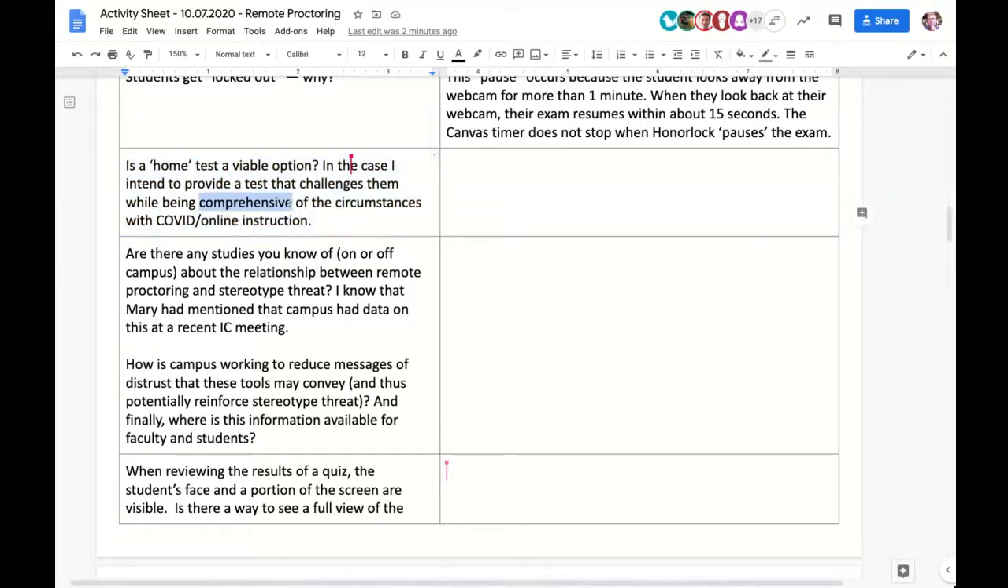I'm not sure how one can be comprehensive of the circumstances of COVID instruction. So if somebody can unmute and help me understand that. And we'll revisit that, okay? If we have time. Oh, yes.